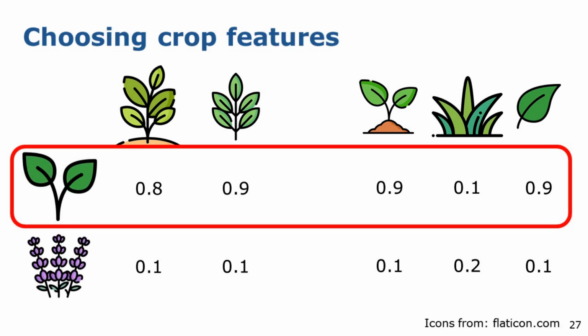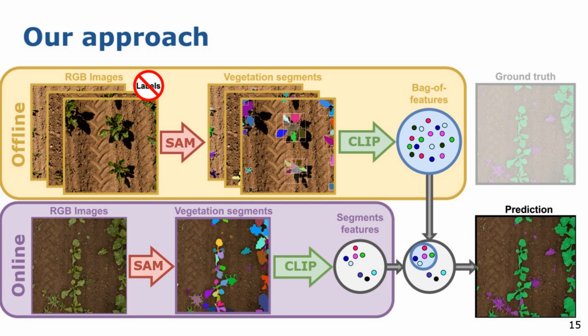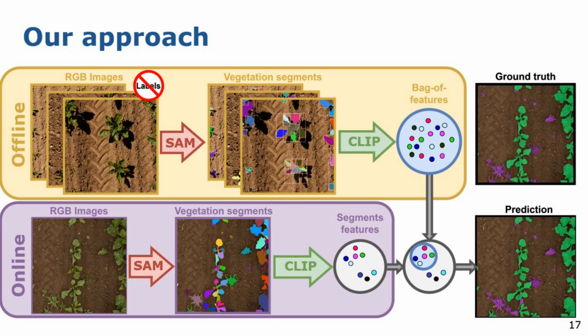Finally, we choose the candidate feature with the highest score as the crop feature and keep this crop feature in our bag of features. We can then compare this bag of features of crops with the features that we obtained earlier to then identify segments as either crops or weeds. Here, when we compare our output with the ground truth, we see that we are able to segment the crops and weeds correctly even though no labels were used.